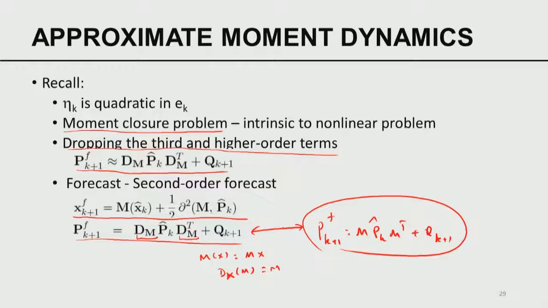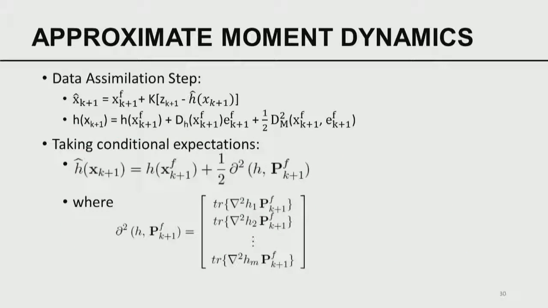So I have derived the expression for the approximate evolution of the forecast and the forecast error covariance. Now we can do the same thing for the data assimilation step.